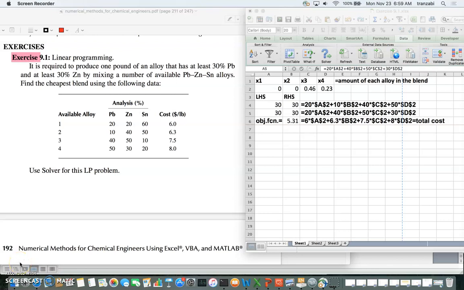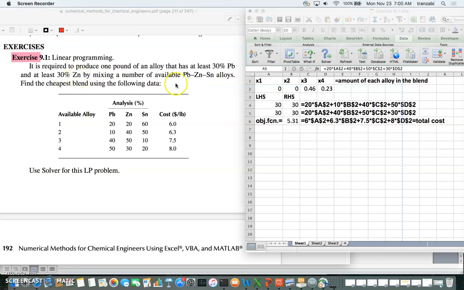All right, so in this video, I'm going to show you two exercises from the end of the chapter problems. The first one is exercise 9.1, where we want to use linear programming to solve this problem. We have to produce 1 pound of an alloy that has at least 30% lead and 30% zinc.